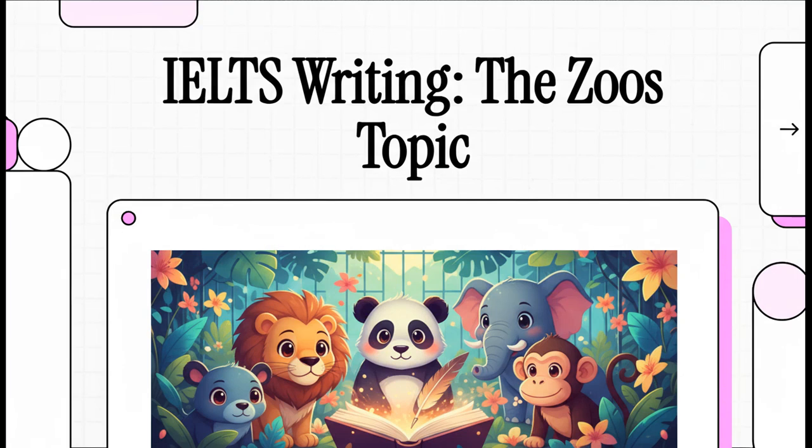All right, let's jump right in. Today, we're tackling a classic IELTS Writing Task 2 topic, zoos. This is one of those subjects that really gets you thinking, but what's really important for the exam is that you can build a strong, balanced argument. We're going to break down a top-scoring essay to give you the exact vocabulary and ideas you need to ace this question. So, let's get started.